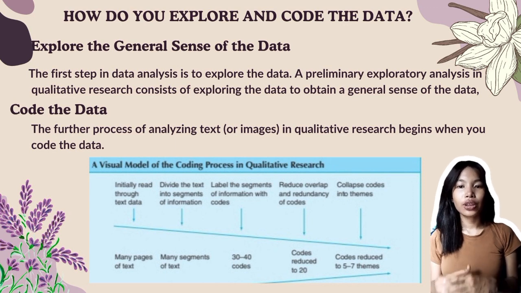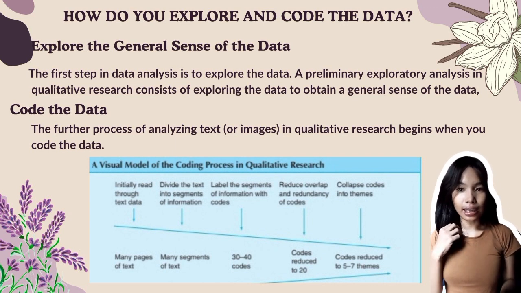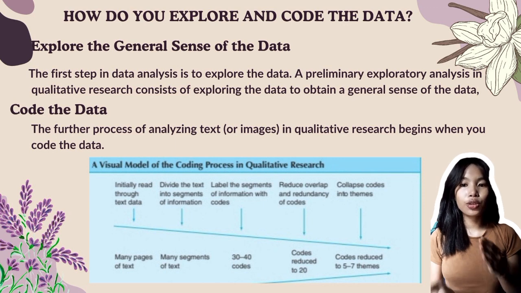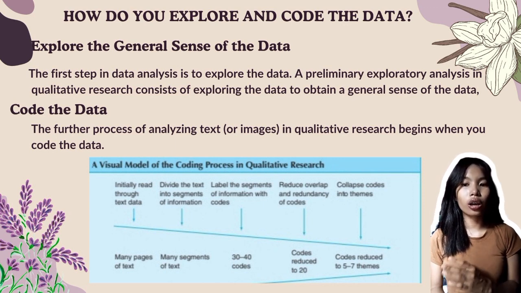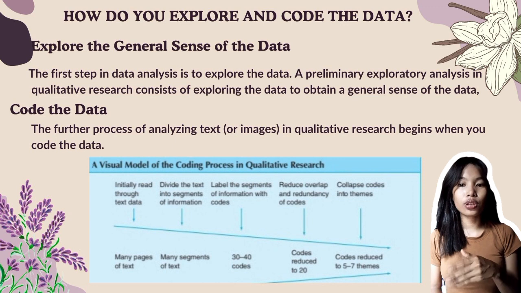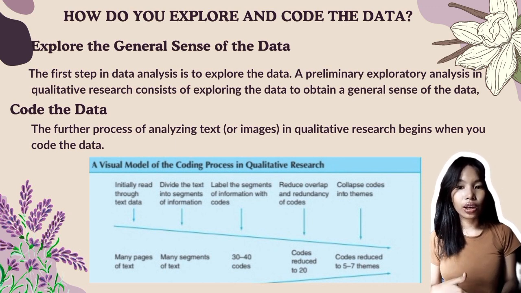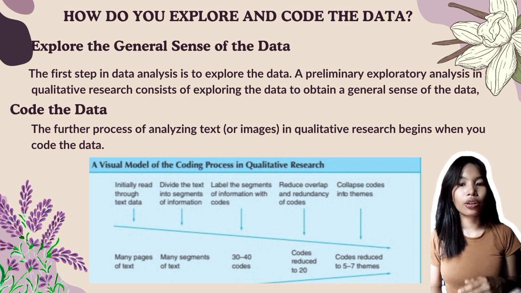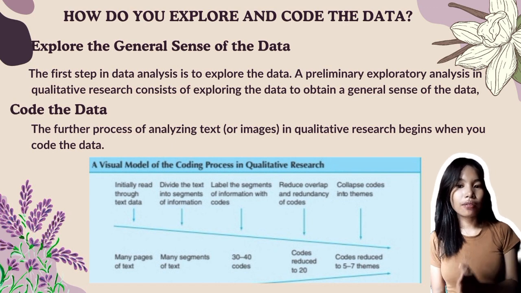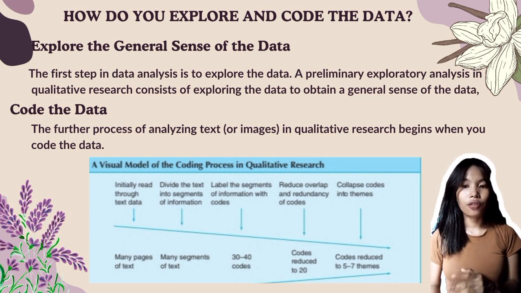So imagine you are a detective solving a big puzzle. You start by looking at all the pieces, that is reading through text data. Then you break them into smaller groups based on their shapes or colors, that is dividing text into segments. Next, you label each group with a specific clue or detail, that is coding segments of information. As you work, you notice some pieces are similar or don't fit, so you rearrange or discard them, that is reducing overlap and redundancy of codes.